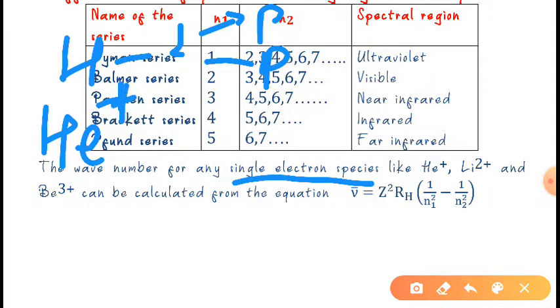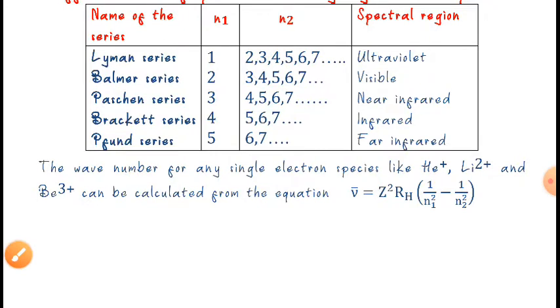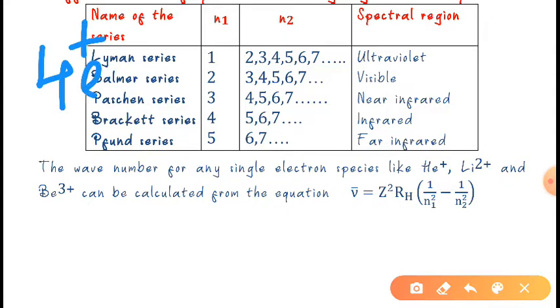He plus means what? Helium has the atomic number 2, right? Meaning 2 electrons and 2 protons. But if we write He plus, it means there is only one electron but 2 protons. So those species in which there is only one electron are called single electron species, just like He plus and Li 2 plus.